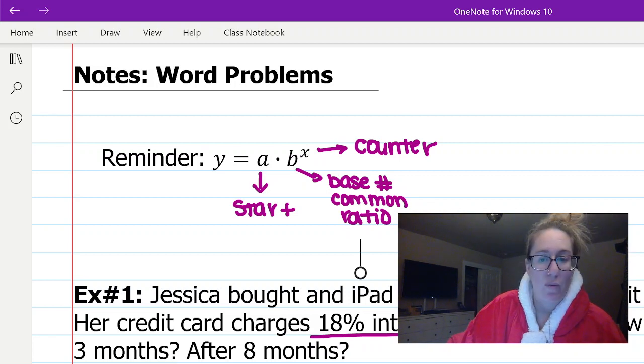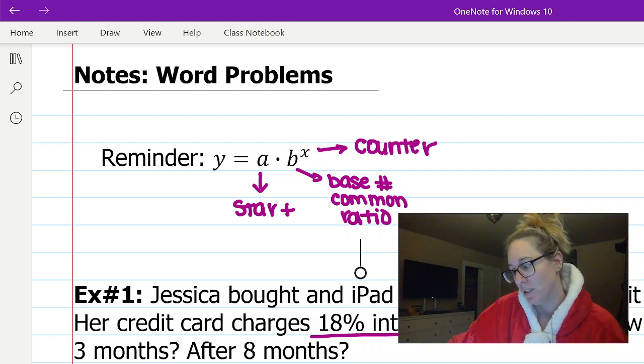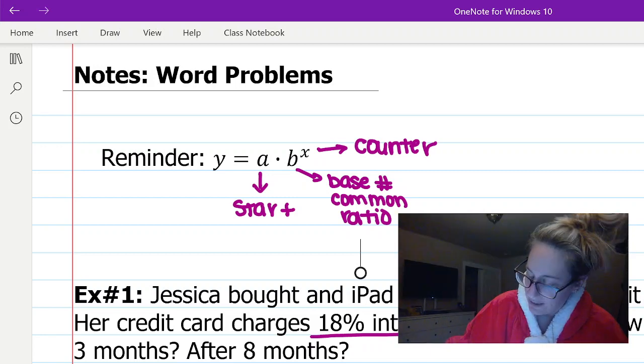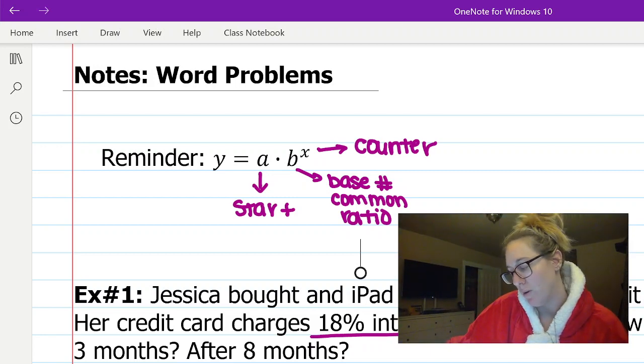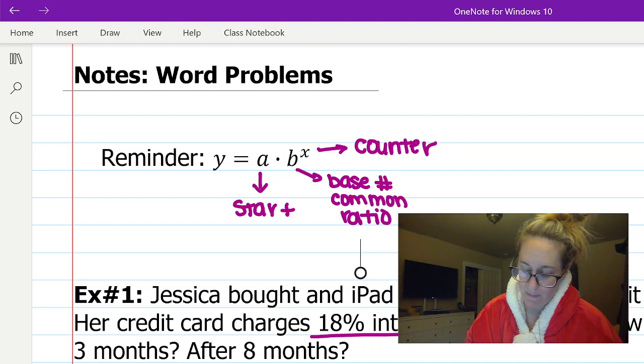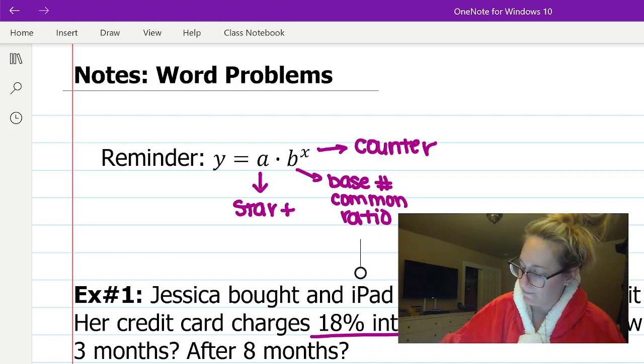Let's take a look at what we owe now after 8 months. We haven't paid our bill. y equals 600 times 1.18 to the power of 8. Jessica now owes a whopping $2,255.